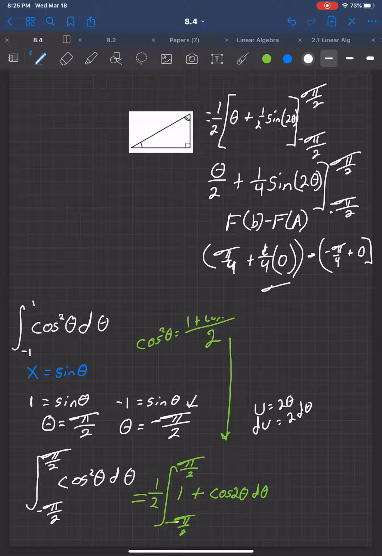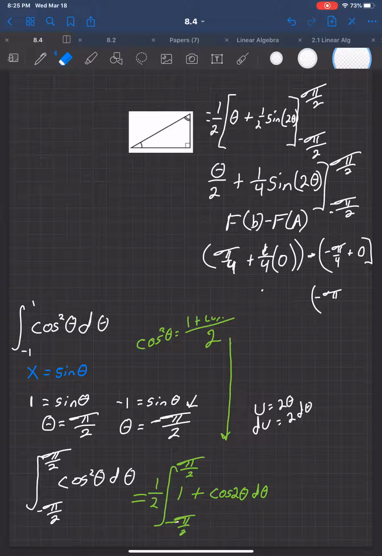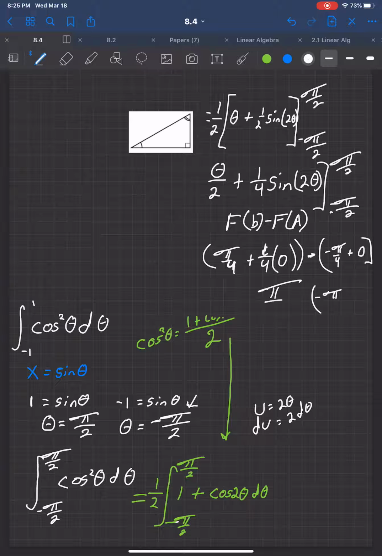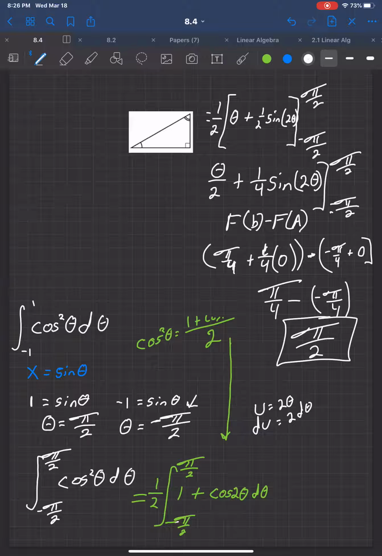So we get pi over 4 plus negative pi over 4, no, minus negative pi over 4, I meant. Which is indeed pi over 2. So what is the area of a half circle of radius 1? Well, it's pi over 2, and now you are able to show that.